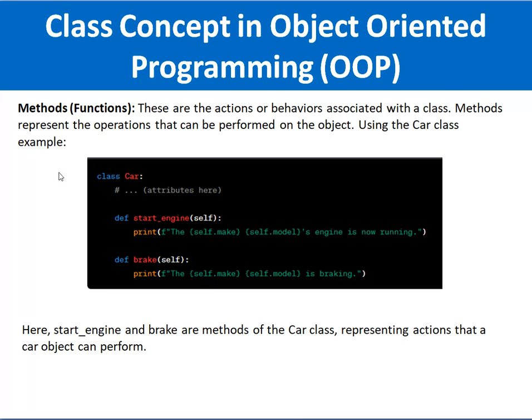For example, here this is the class. It has the functions like start engine, with self, and the brake function. So these are the two methods, or we can say functions, representing the actions that a car object can perform.